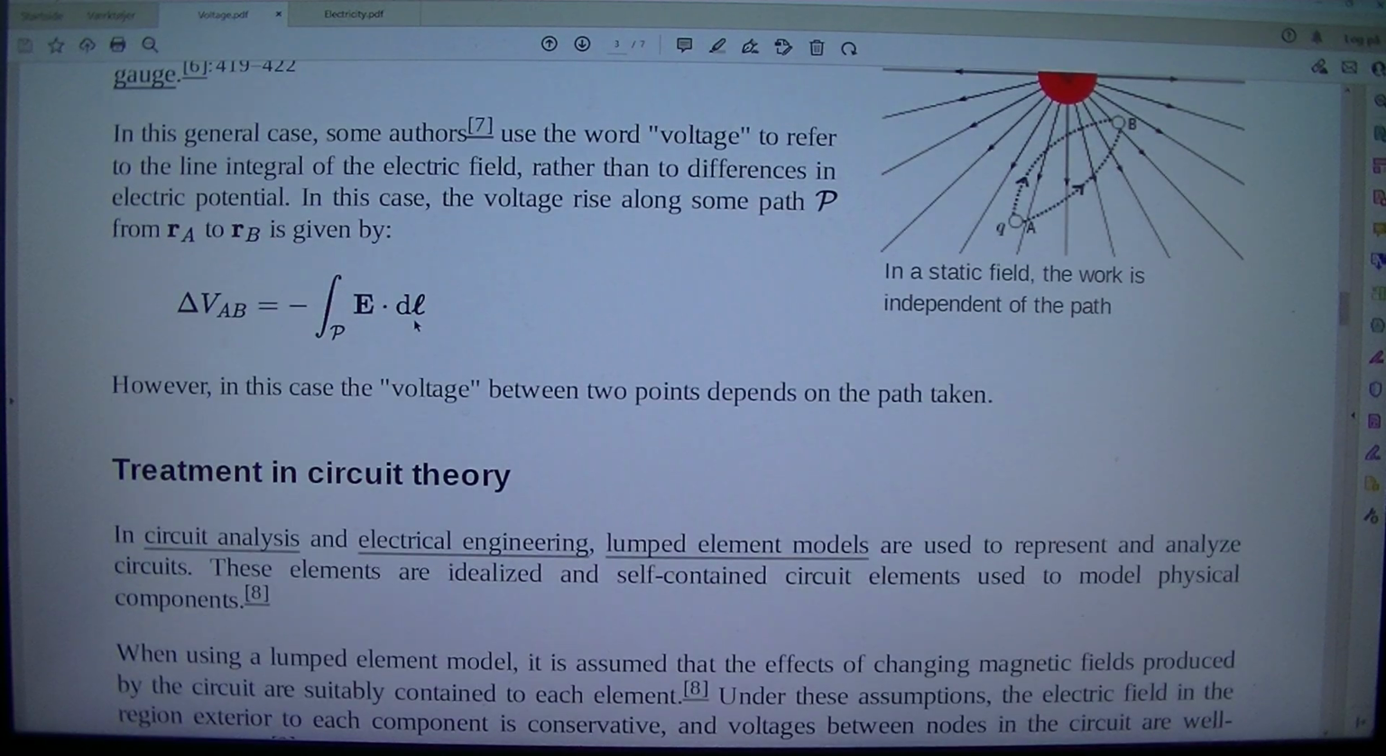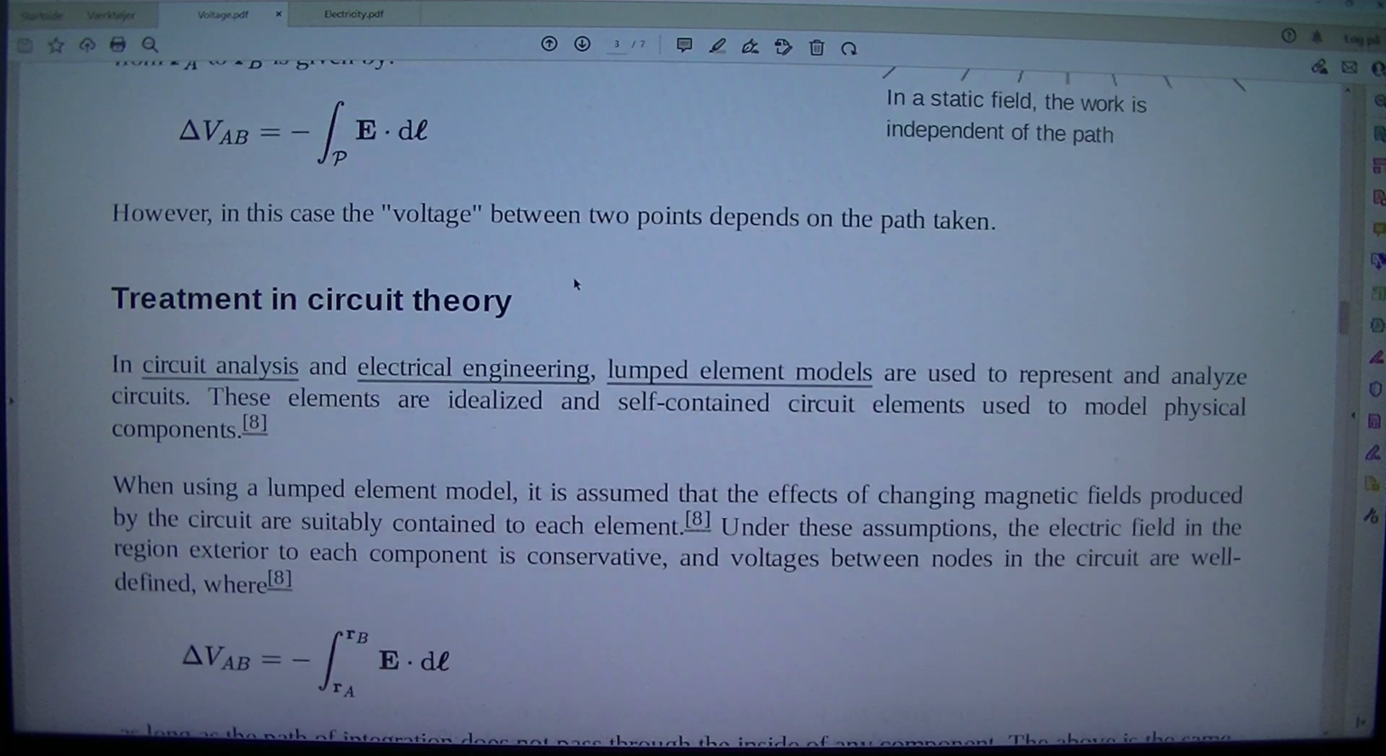In this general case, some authors use the word voltage to refer to the line integral of the electric field, rather than to differences in electric potential. In this case, the voltage rise along some path from A to B is given by the line integral. However, in this case the voltage between 2 points depends on the path taken.